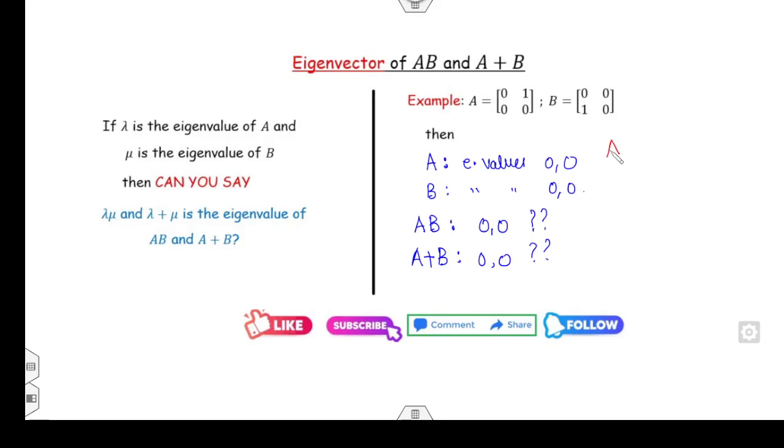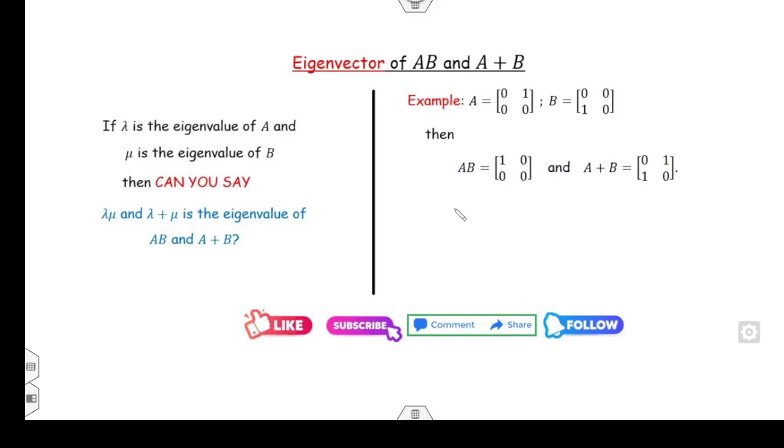Can you find the value of AB? And can you find the matrix A plus B? So what is A plus B? It is 0, 1, 1, 0. Fine. Now clearly say, what are the eigenvalues of AB? The eigenvalues of AB are 1 and 0. The eigenvalues of A plus B are plus 1 and minus 1.